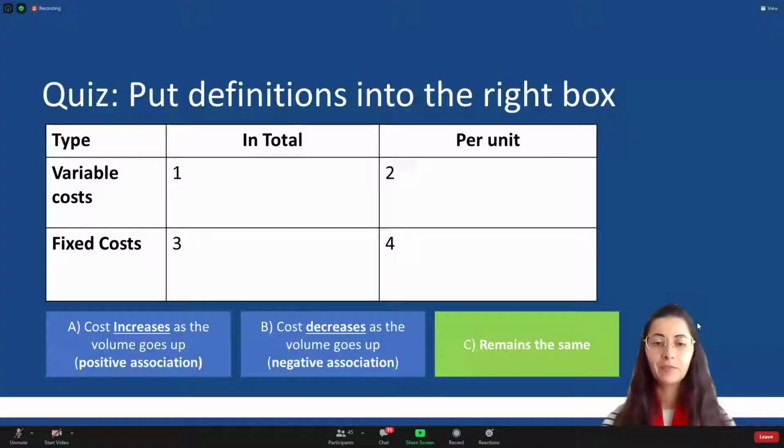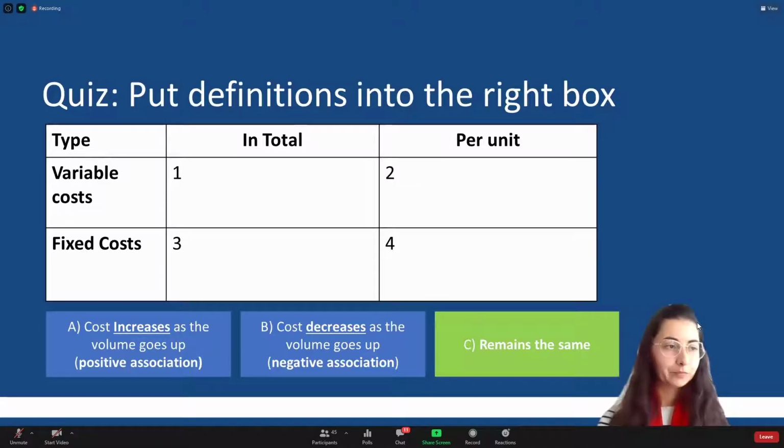Okay, so I have a quiz here, so I will open a poll. What I wanted to do is to put the boxes that we have at the bottom within the boxes that we have empty. So I will launch the poll and I will ask you to answer.